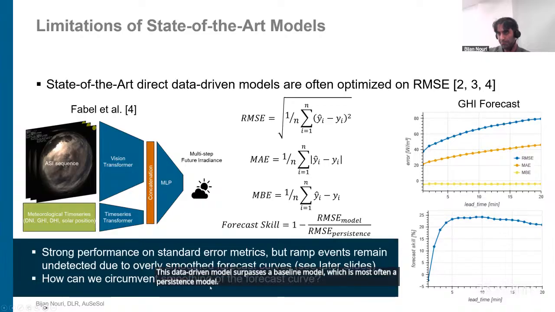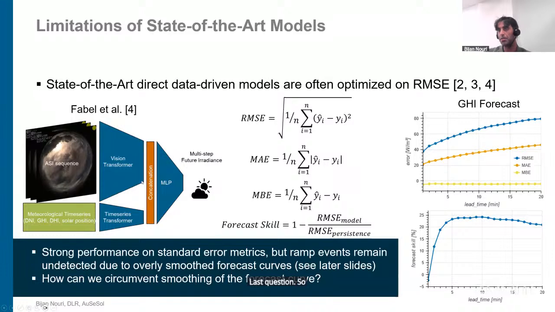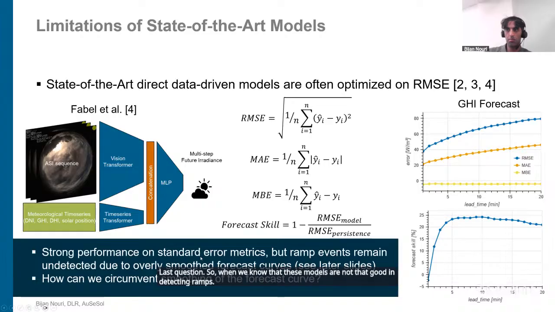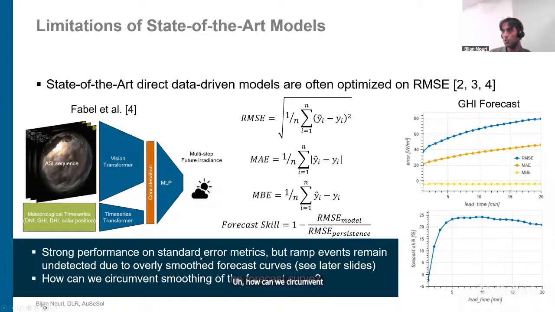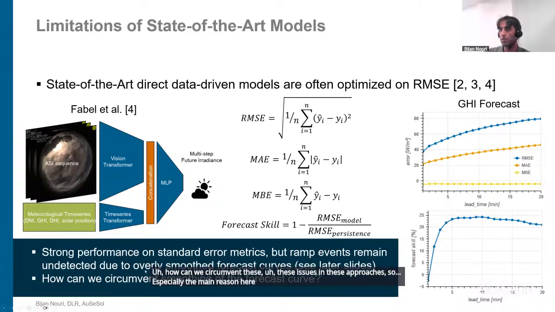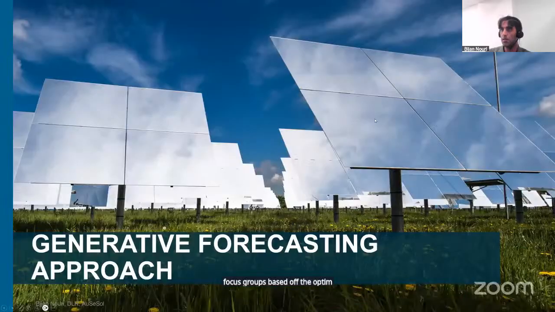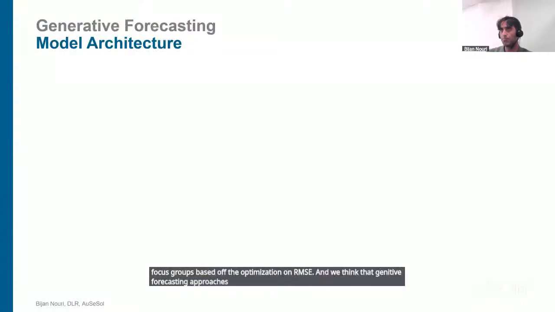Now the question is, when we know that these models are not that good in detecting ramps, how can we circumvent these issues in these approaches? The main reason here is basically smoothed forecast curves based off the optimization on RMSE. And we think that generative forecasting approaches could be a solution.